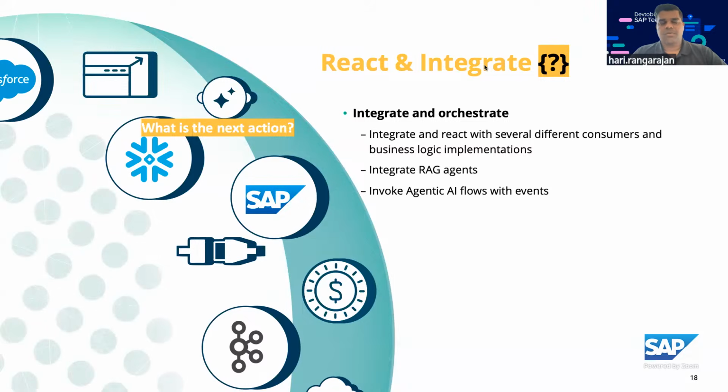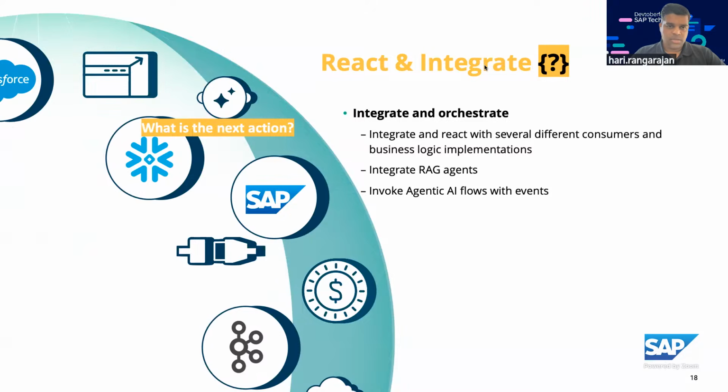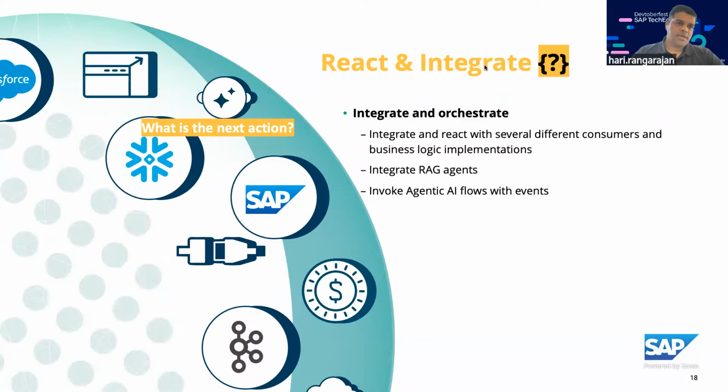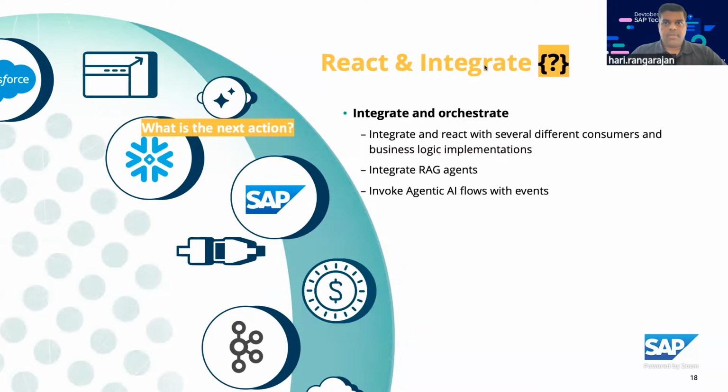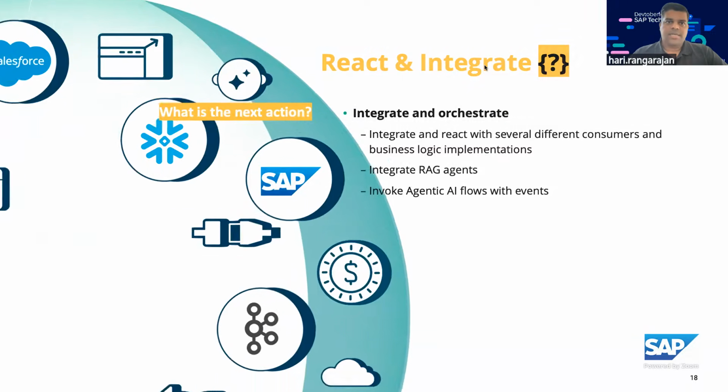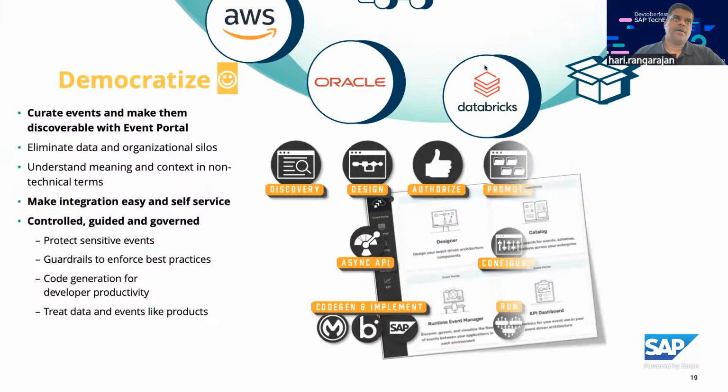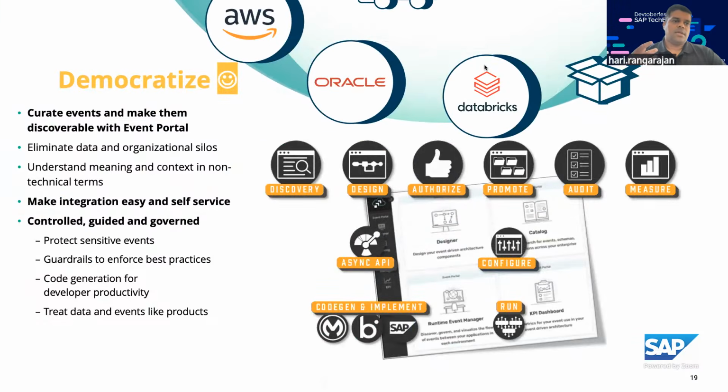So you can do as many integrations, as many micro integrations, as many consumers as you need without being concerned about their effect on a side or an adjacent consumer, right? Now, you obviously want to do all of this in a democratized and then governed manner, right? So curate events, make them discoverable with the event portal. That's a part of the advanced event mesh. You can eliminate data and organizational silos.